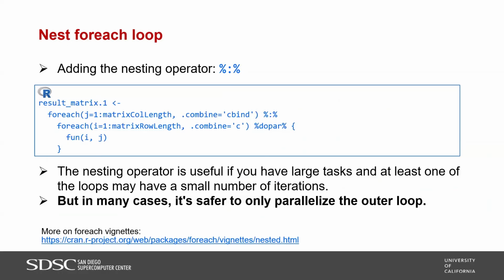Of course, we can nest the foreach loop. We just add the nesting operator outside of the %dopar%, and the nesting operator is useful if you have large tasks and at least one of the loops may have a small number of iterations. But in many cases, it's safer to only parallelize the outer loop. So we can just parallelize the outer loop with foreach %dopar% and still use the regular for loop inside the nested loop.